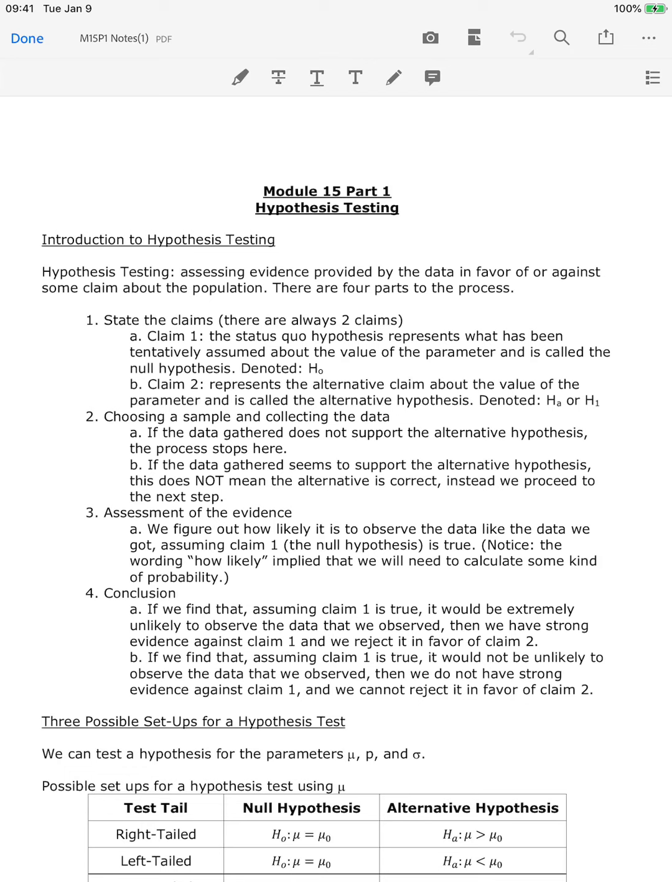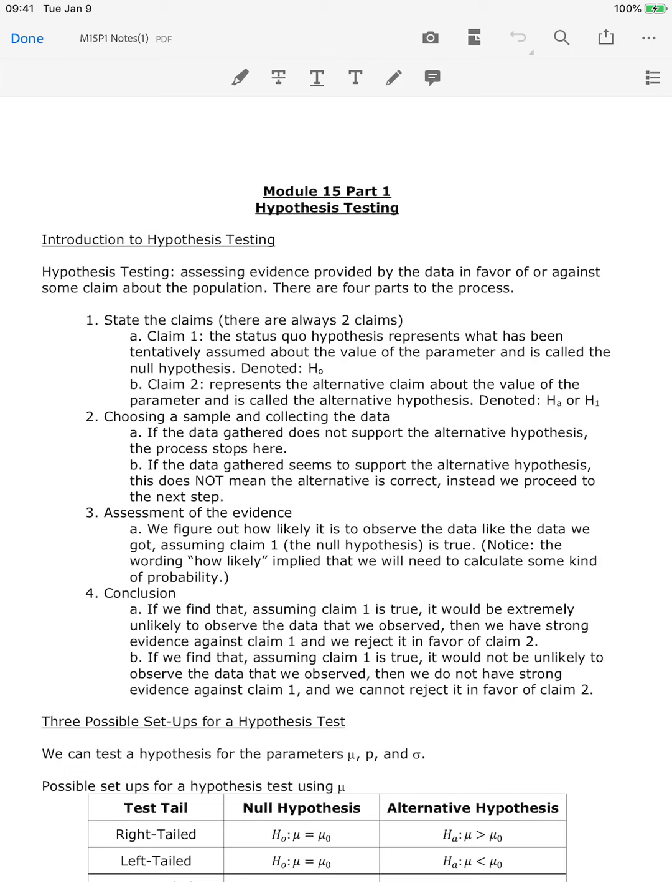If we find that it would be extremely unlikely to observe what we observed, then we have strong evidence against the first claim and we reject it in favor of the second claim. If we find that assuming the first claim is true, it would not be unlikely to observe what we observed, then we do not have strong evidence against the first claim and we cannot reject it in favor of the second. So we are going to look at the third and the fourth piece of that a lot in parts 2 and 3 of the Module 15 notes.